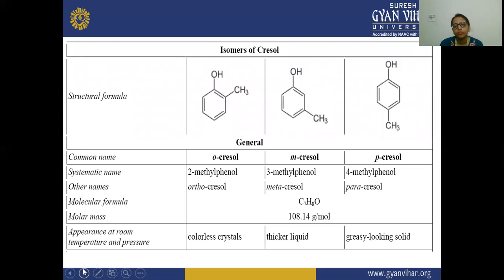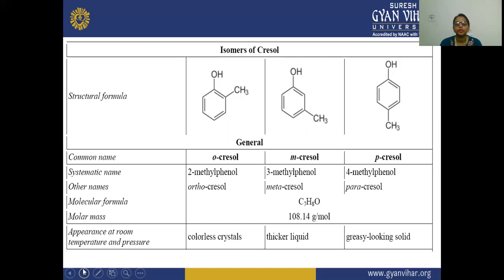Next, these are the isomers of cresols. You can see the structural formula given here. You can see the common names. First is orthocresol, second metacresol, third is paracresol, and the systematic names are 2-methylphenol, 3-methylphenol, and the fourth one is 4-methylphenol. Other names are o-cresol, m-cresol, or p-cresol. And the molecular formula is C7H8O for all the isomers, and the molecular mass is also the same, 108.14 gram per mole. And the appearance of these three is different.